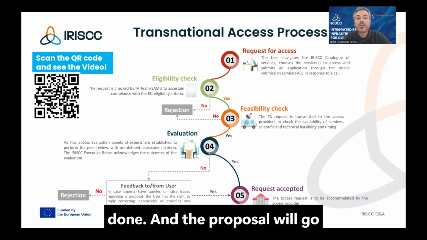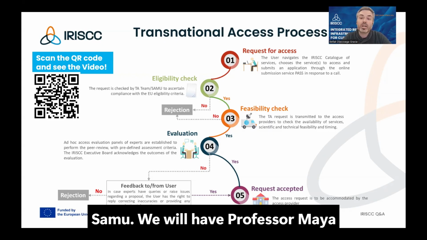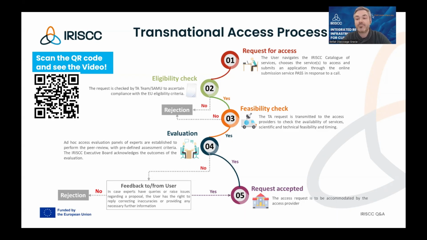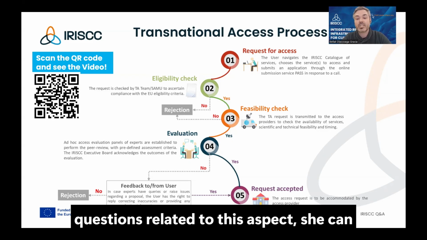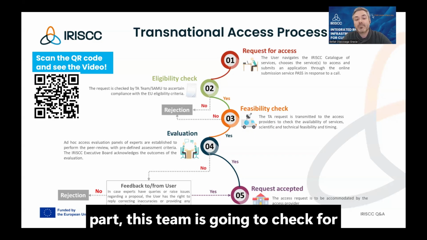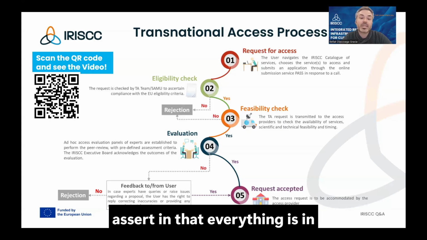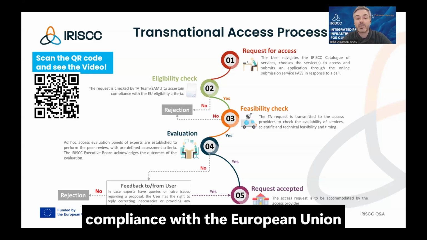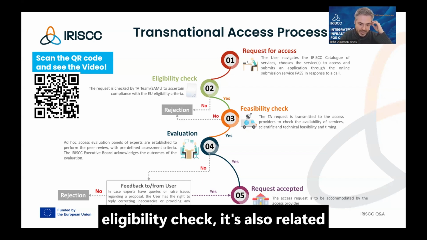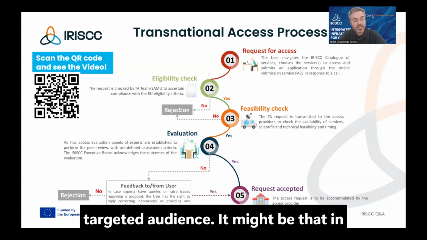And the proposal will go to the transnational access team at SAMU. We will have Rosa Maria Petracca here so that in case you have questions related to this aspect, she can happily answer later on. In this part, this team is going to check for eligibility. This is just to ascertain that everything is in compliance with the European Union eligibility criteria. And the eligibility check is also related to checking the targeted audience.